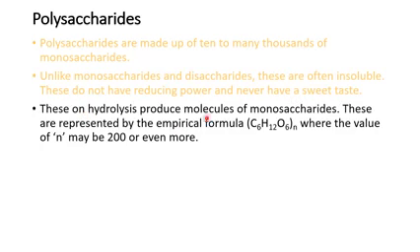So their hydrolysis produces molecules of monosaccharides. Okay, that we have already seen. For example, they can produce 200 or even more monosaccharides. Okay, so there are 2 types, as we have seen: homopolysaccharides.